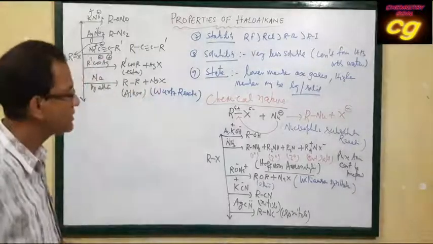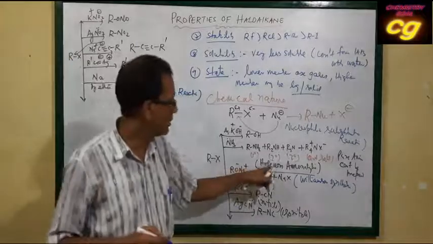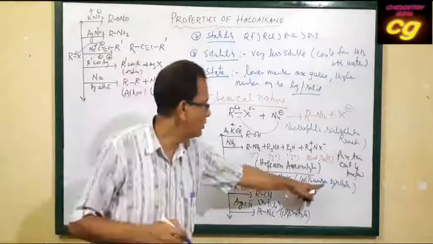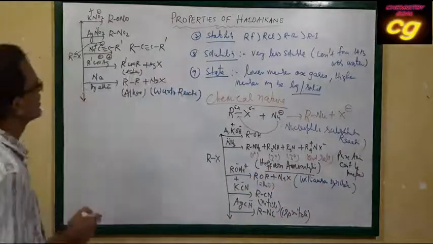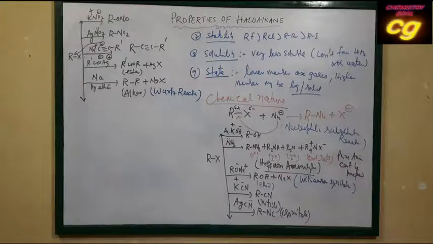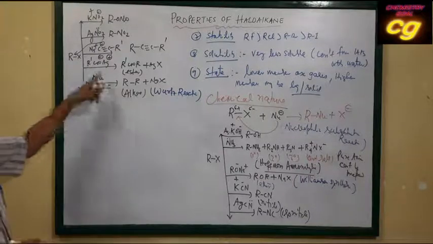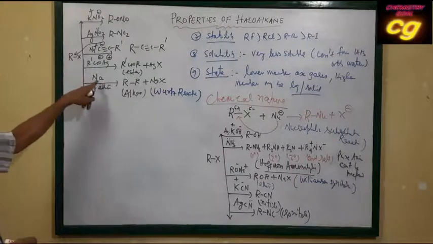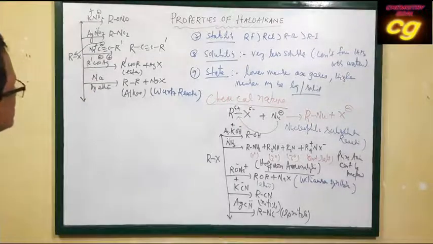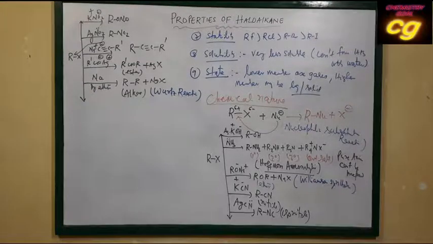Here how many name reactions have we completed now? Hofmann ammonolysis, Williamson synthesis, then Wurtz reaction. Formation of alkane from haloalkane in presence of sodium and dry ether. This is called your Wurtz reaction. So similarly, what are the other reactions?